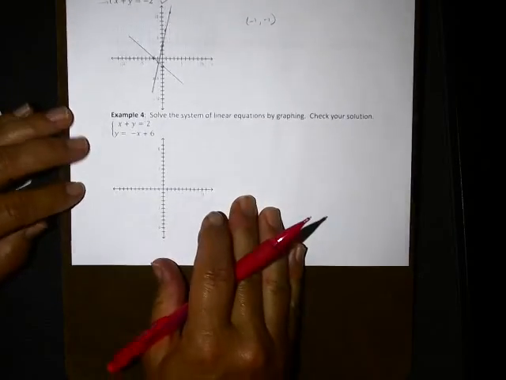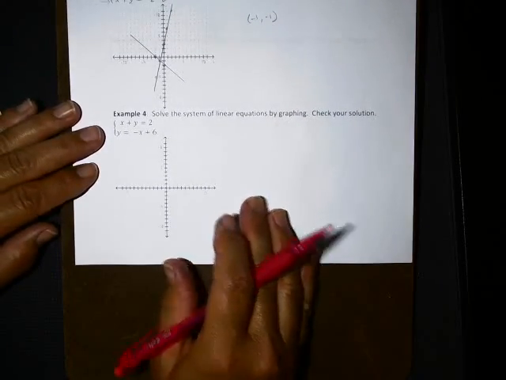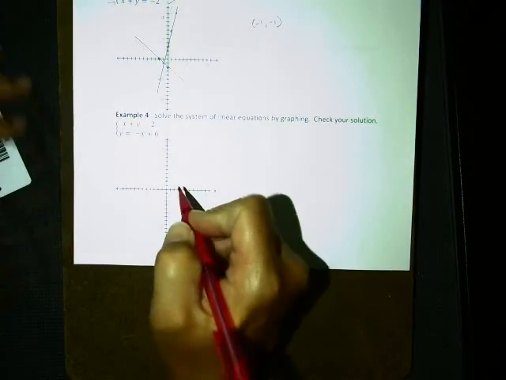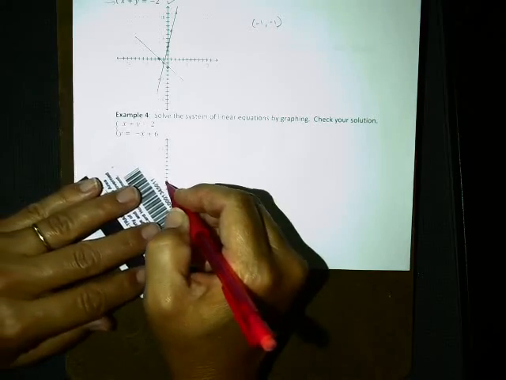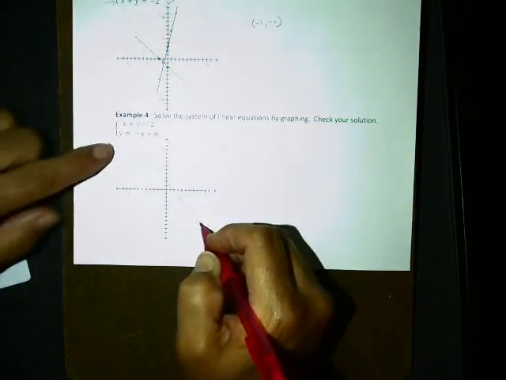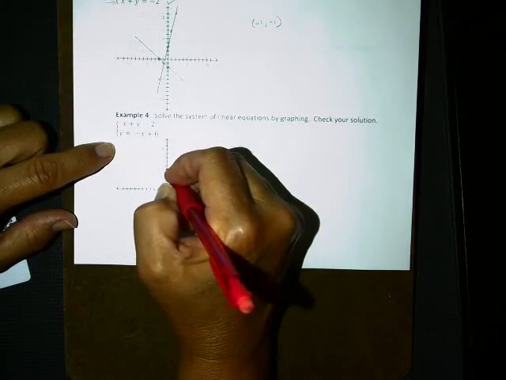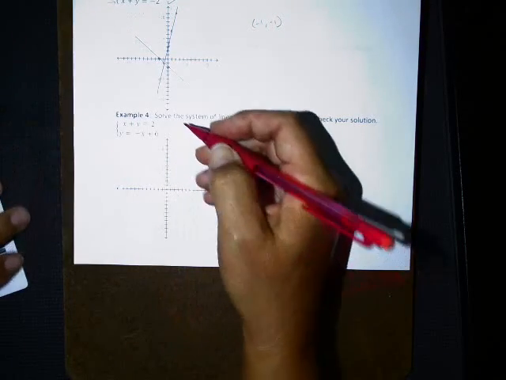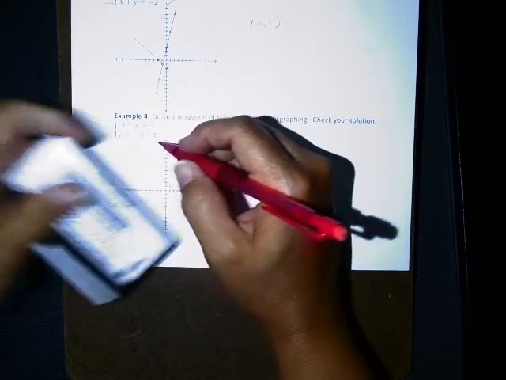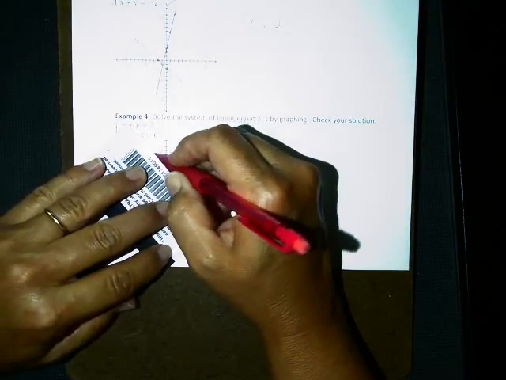In example 4, again we're in standard form. So the x-intercept is 2 and the y-intercept is 2. So I'll plot those 2 points and join them with a line. And the second equation starts at 6 and goes down 1 over 1. Notice in this example, the slope is going to be down 1 over 1 for both lines.